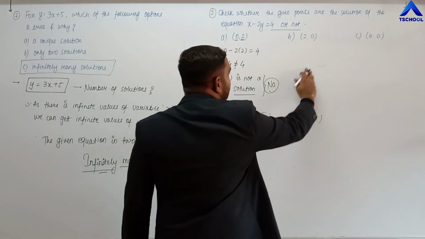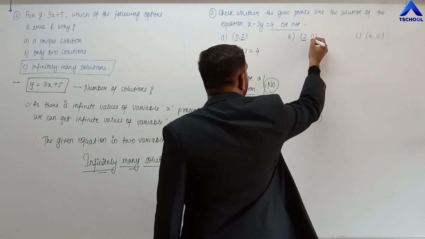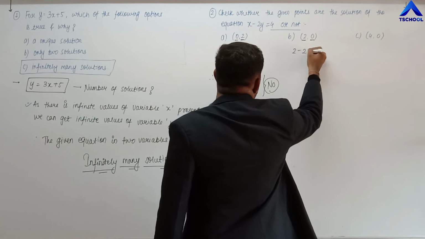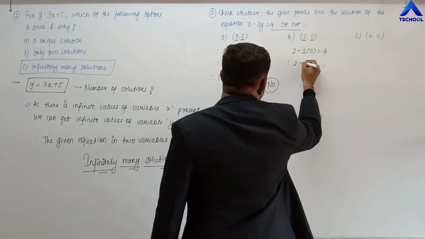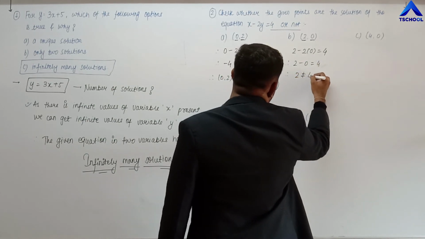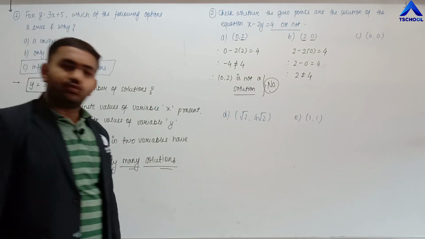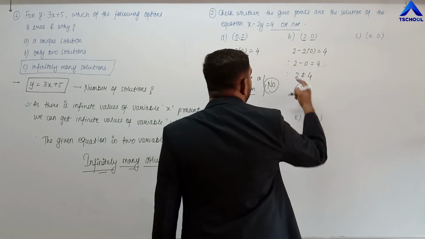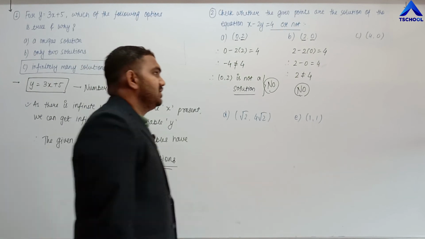Similarly for (2, 0), again in place of x we will put 2, in place of y we will put 0. So that is 2 minus 2 into 0 is equal to 4. Therefore 2 minus 0 is equal to 4. Therefore 2 is not equal to 4. Is 2 equal to 4? No. Hence, no, (2, 0) is not a solution of the given equation.